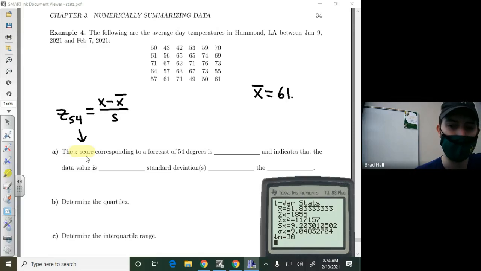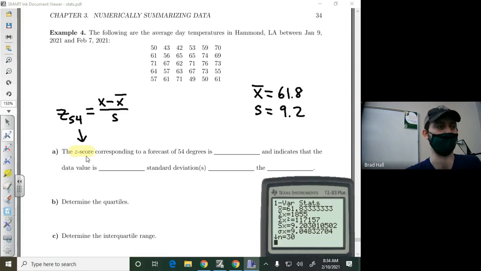So we'll call the mean 61.8, and the sample standard deviation is 9.2. Remember, we're not using the population one, which is the Greek symbol, the sigma. We're using the one with s. That's 9.2. We generally use the sample standard deviation.